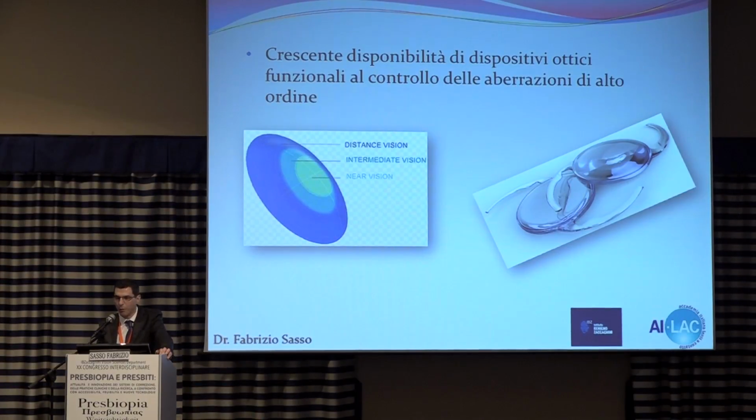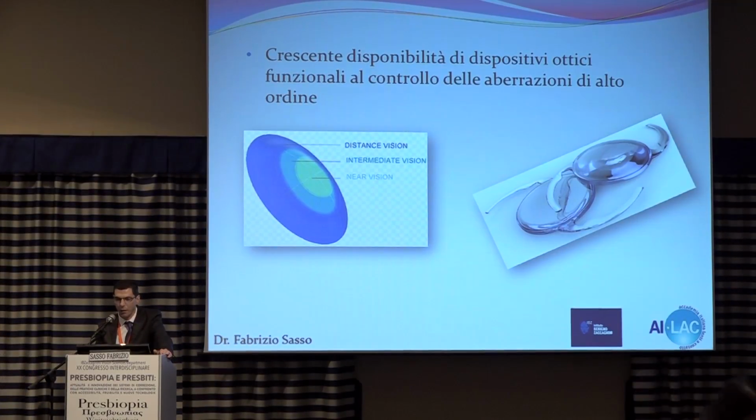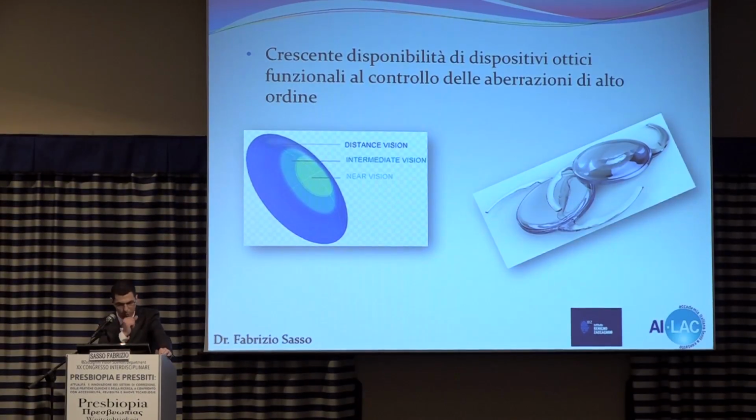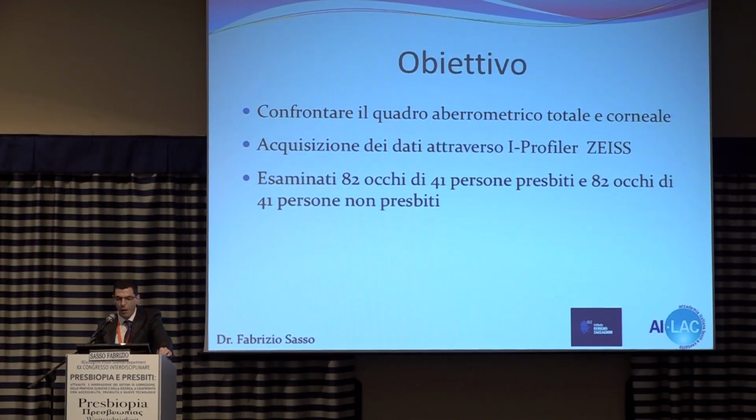Recently, optic devices were made available for managing high-order aberrations, including multifocal contact lenses. More recently, aberrometric control CLs with varying thickness. Some attempts were made also with spectacle lenses. Then IOLs, they were broadly discussed here as a way to control high-order aberrations.